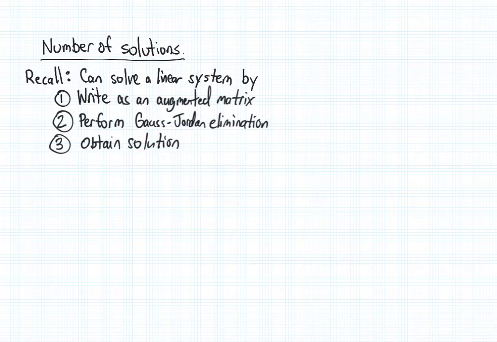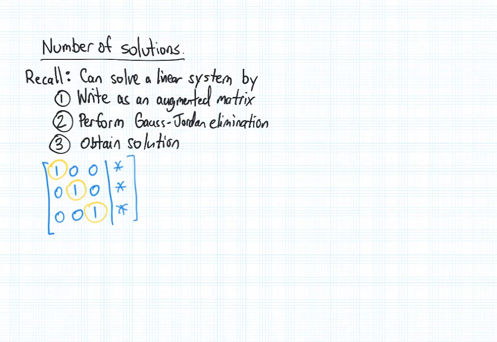Just for example, let's say that you have a system of 3 equations and 3 variables. What are the different possibilities for what the reduced echelon form could look like? Well, one possibility is that you could have a pivot in each of the first 3 columns, and then the reduced echelon form would look something like this.